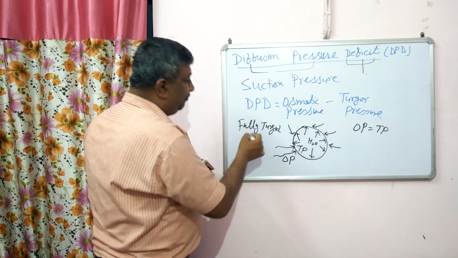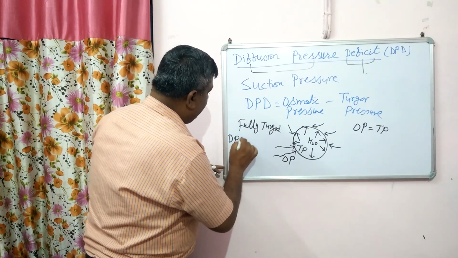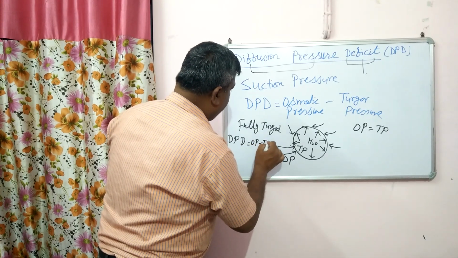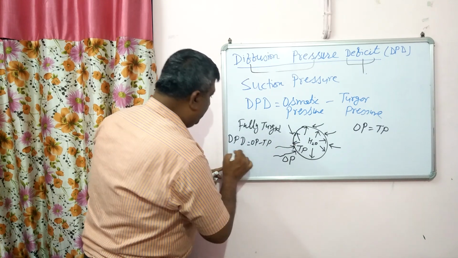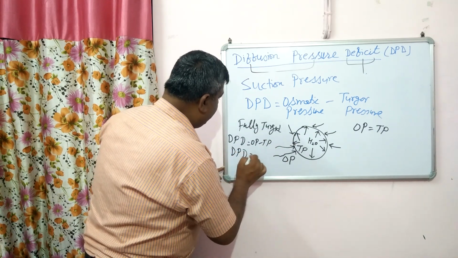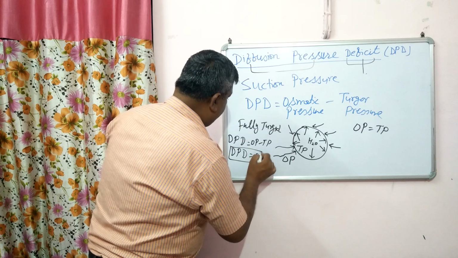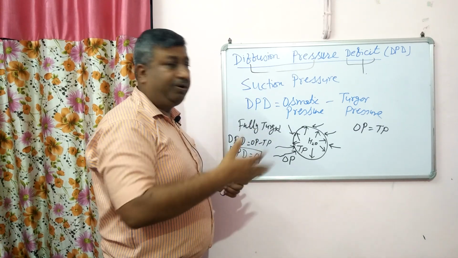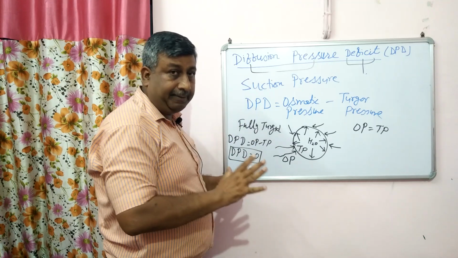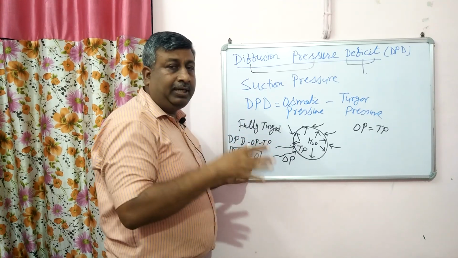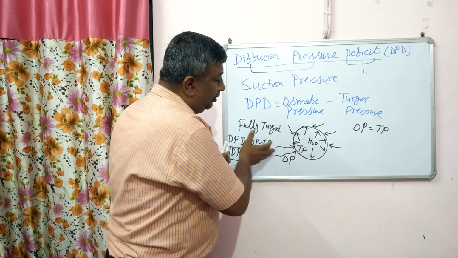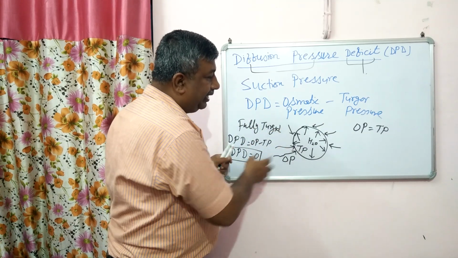So in this case, in fully turgid cell, DPD is OP minus TP, and OP and TP are equal, so DPD, diffusion pressure deficit, is equal to 0. So in fully turgid cell, diffusion pressure deficit is 0, so there will be no entry of water in fully turgid cell. इसको याद रखें कि fully turgid cell में वाटर की एंट्री नहीं होगी क्योंकि ऑस्मोटिक प्रेशर टर्गर प्रेशर के बराबर हो जाएगा, क्योंकि जो ऑस्मोटिक प्रेशर से पहले वाटर अंदर आता रहेगा.